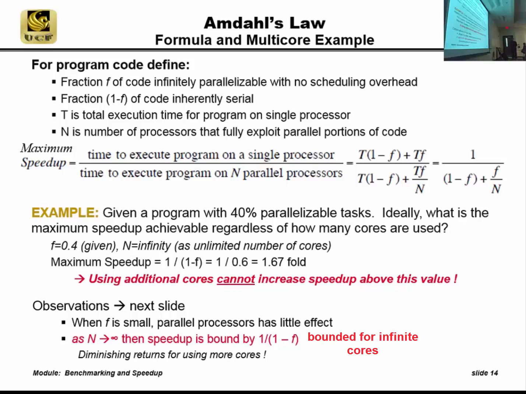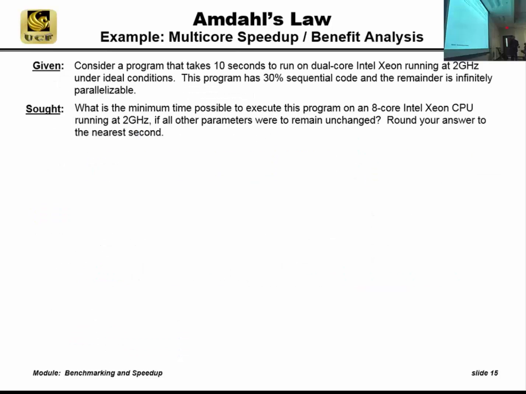So one thing I want you to walk away from is this nice understanding, this nice relationship. The speed up is bounded. I'll say it in English here. Speed up is bounded by 1 over 1 minus f, no matter how many cores you throw at the problem. If you want to get a high speed up, you need a high fraction, very close to 1 parallelizable code. Otherwise, the cores are just sitting there. They have nothing to do. Okay, we'll try some more examples.